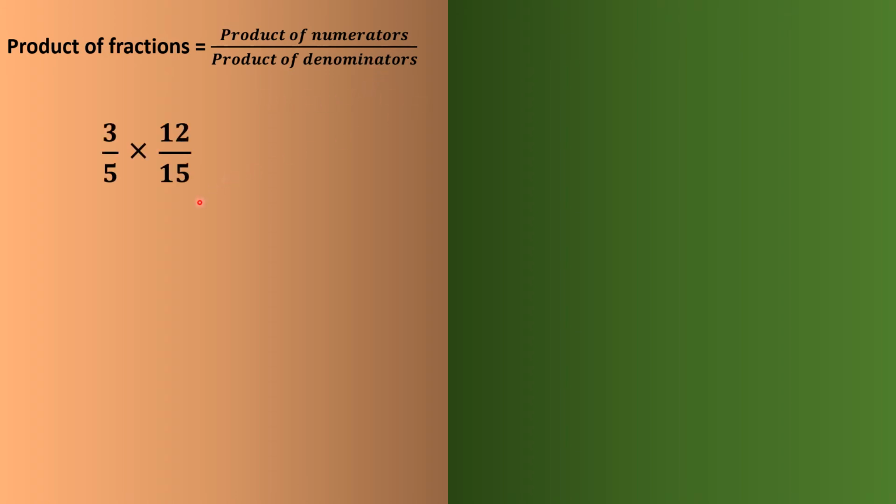So how? Let us see one example. 3 by 5 multiply 12 by 15. Here the numerator is 3 in 3 by 5 and in 12 by 15 the numerator is 12. So we will multiply numerators, it means 3 multiply 12, and we will multiply denominators, it means 5 multiply 15. Here we can multiply the numerators and denominators, find the products, and after that we can simplify our final answer.